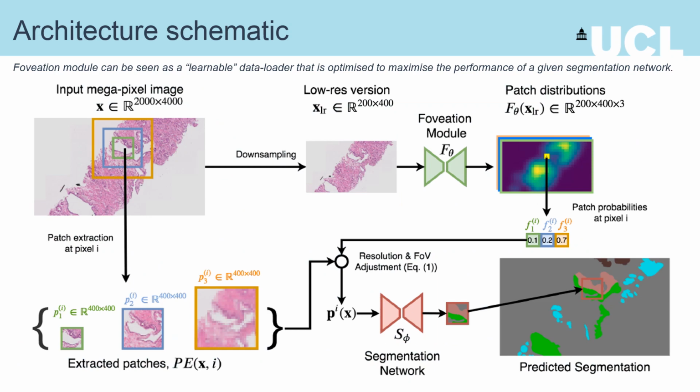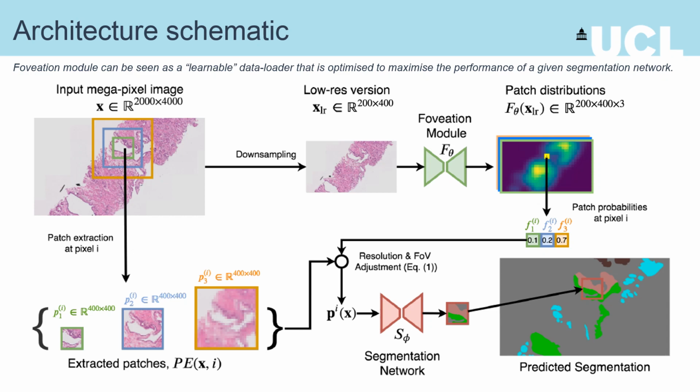For each megapixel image X, we compute its lower resolution version XLR. We also define a patch extractor function that extracts a set of D, for example 3 here, patches of varying field of view and resolution. But with different downsampling rates, they will have the same number of pixels. And all those patches are centered at the same location.